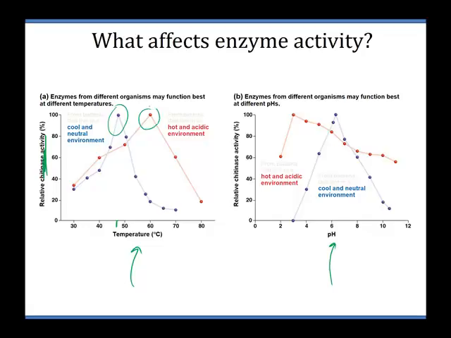This other one is from a bacteria that lives in a hot and acidic environment. We can see its particular enzyme's activity peaks around 60 degrees Celsius. Similarly, the bacteria that lives in the neutral environment, its enzyme's activity will peak around pH 7. The one that lives in the acidic environment, this enzyme's activity will peak at around pH 3 or something.